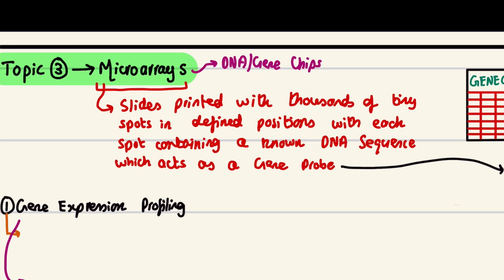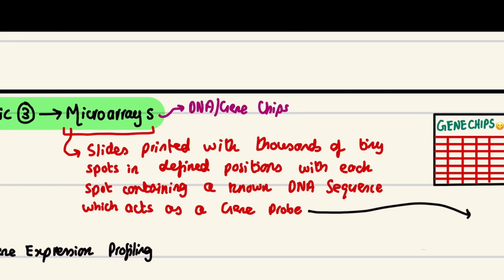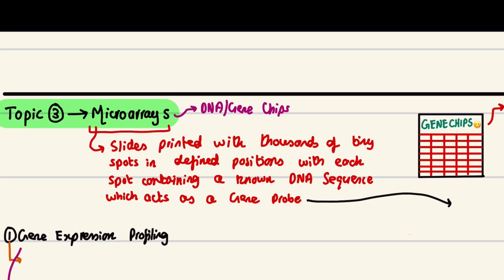Microarrays are also called DNA chips and gene chips. So if they ever use the word gene chip or DNA chip, don't be confused, it's the same thing. They're basically slides printed with thousands of tiny spots in defined positions, with each spot containing a known DNA sequence which acts as a gene probe. Let's break all of this down.